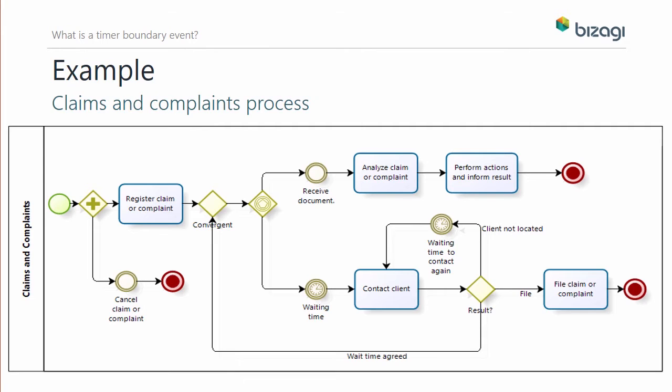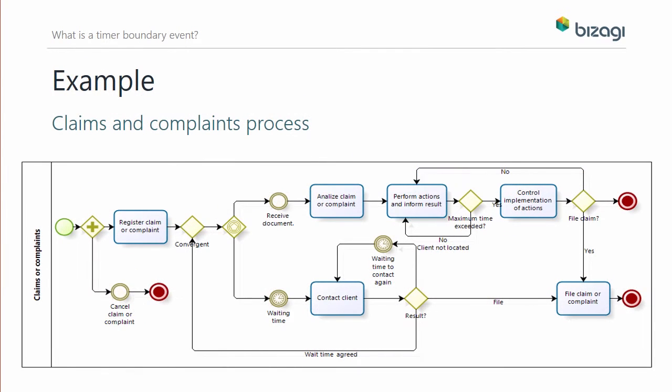If the actions have not been performed by this time, the immediate supervisor will perform a control and decide whether the task should be reassigned and a certain time should be defined again to perform the actions, or the claim should be filed and a reason should be documented. How do we control the time related to this activity? In this model, an additional data-based exclusive gateway has been included to control the maximum time associated with the perform actions and inform result activity.